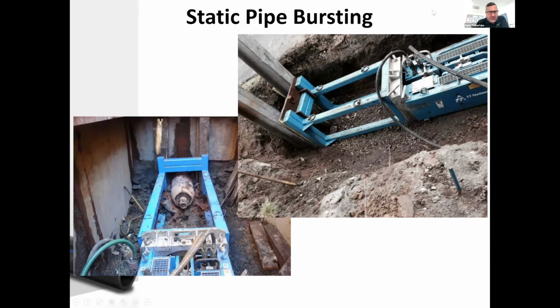The picture on the left is a 16-inch pipe being landed in a deep excavation in Boston. The picture on the right would show a smaller machine, for a pipe size from maybe 6 to 12 inch, something like that. Go ahead to the next one.